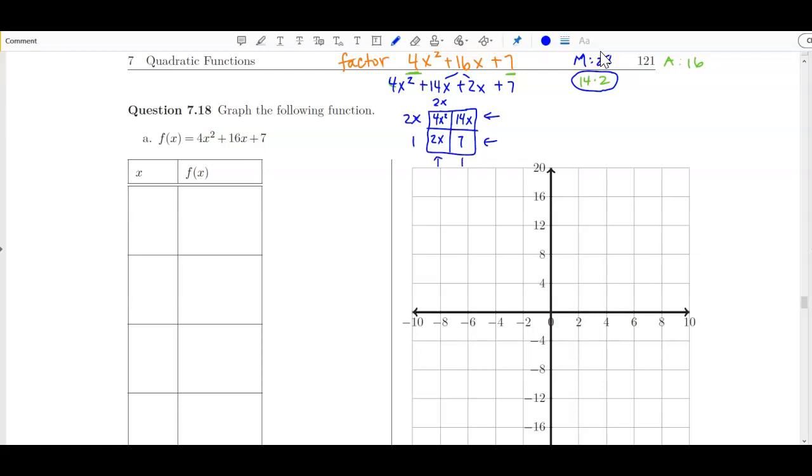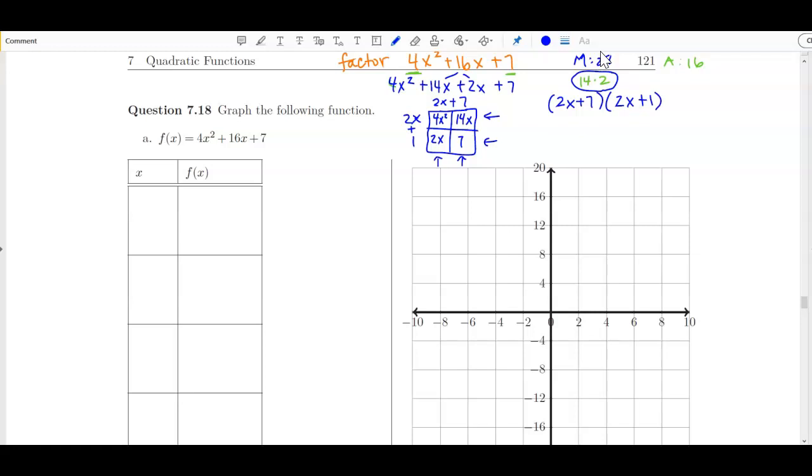And then on that other column, 7 can divide into both of those. It's the greatest common factor there. And these were both positive, so have that. So that means it's going to factor to be 2x plus 7 in one parenthesis and 2x plus 1 in the other parenthesis.